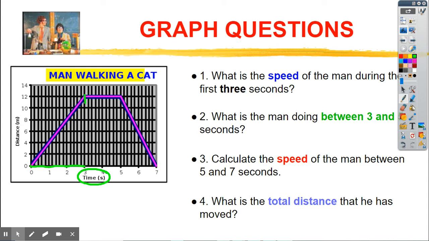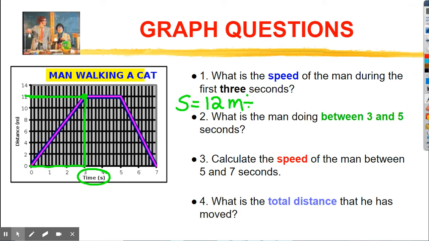I'm going to go ahead and draw a line here down to 3 seconds so I can know where my distance is. At 3 seconds, I had gone 12 meters. So speed, represented with an S, is 12 meters divided by 3 seconds. 12 divided by 3 equals 4, and we have meters per second. So his speed during the first 3 seconds was 4 meters per second.